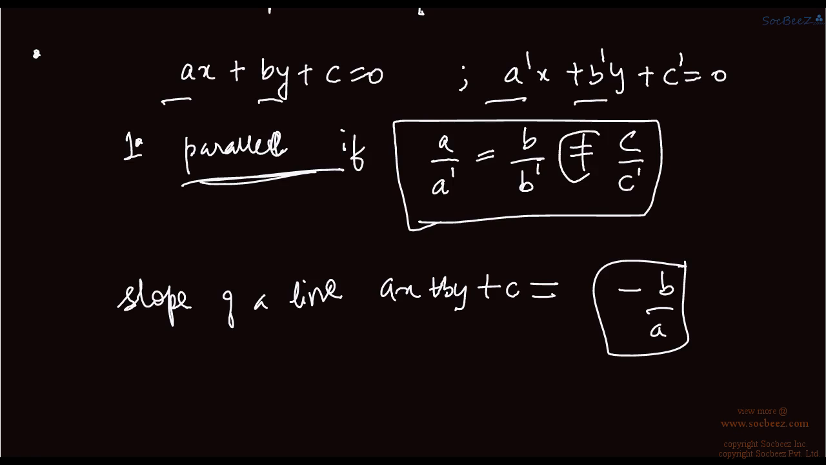And why is it not equal to c by c dash? Because if c and c dash ratio is also equal, then these two will be the same line we are talking about. So that's why. Now second, given two lines, we will look at the distance between two parallel lines.